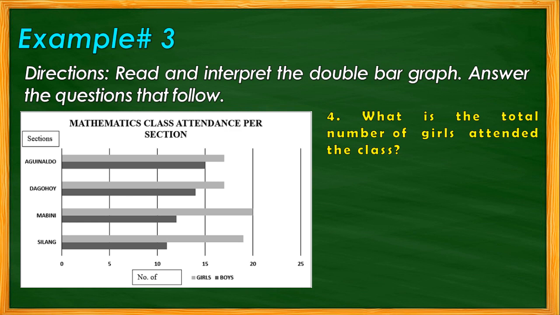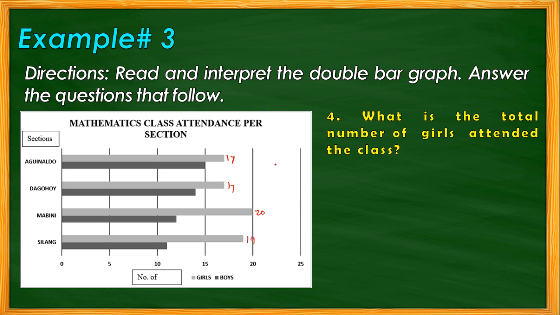Then for question number 4, what is the total number of girls attended the class? So we're going to total the number of girls attended in the class. So in Aguinaldo, we have 17 rather than 12, because if it is not placed in the middle, so if this one is placed in the middle, this would be 18, but it's not placed in the middle, so this would be 17. This would be 17 also, and this would be 20, and if 18 is in the middle, this would be 19.